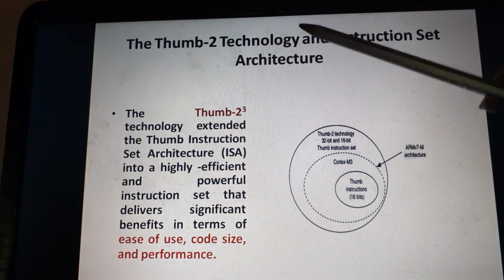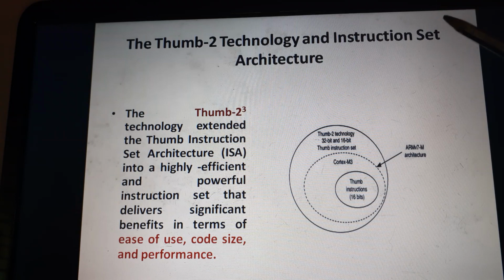The Thumb 2 technology and instruction set architecture. The Thumb 2 technology is an advanced version of the Thumb instruction set. First of all, we will look at the Thumb instruction set.